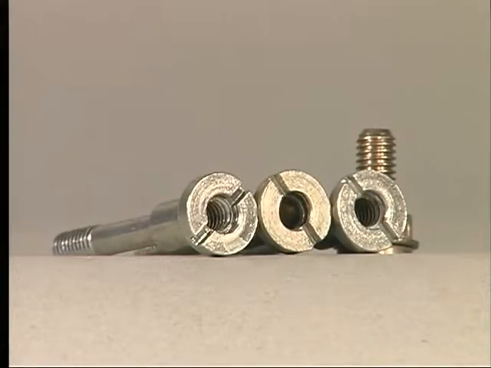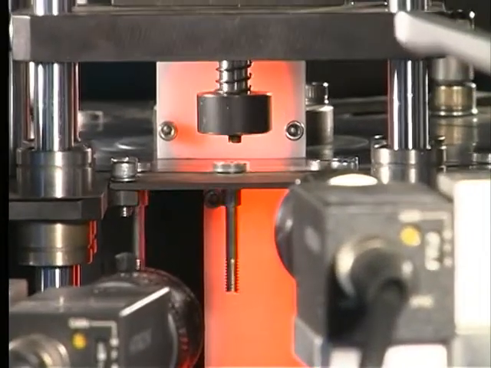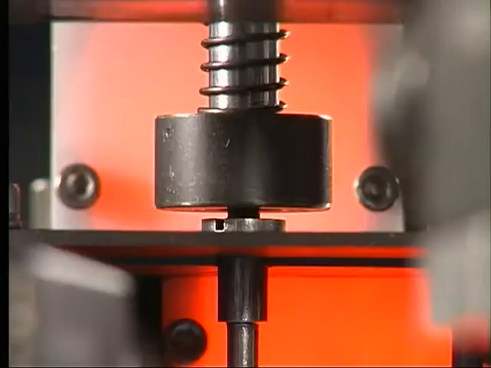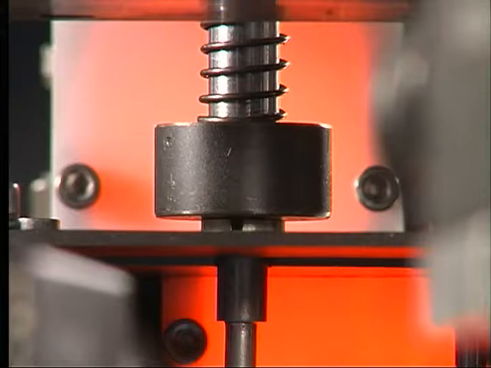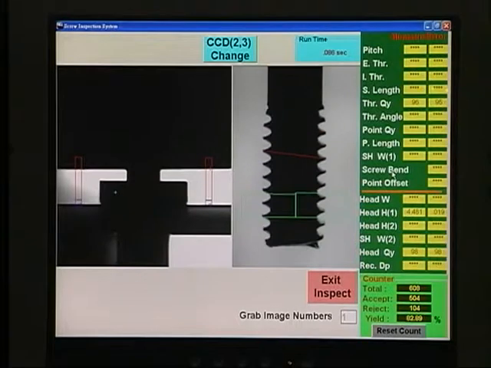To verify if there is any thread inside the hole on the head, the press head uses an appropriate bit. When there are threads, the bit cannot go fully into the hole. On the contrary, if the bit goes into the hole completely, then there is no thread inside, and the screw is rejected by the system.